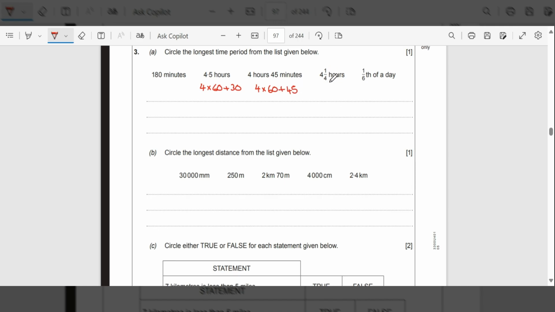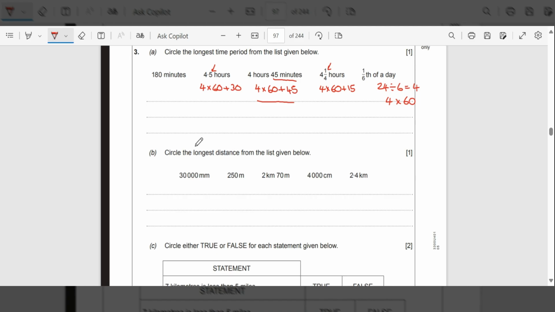A quarter of an hour is 15 minutes, okay? So this would be 4 times 60, but this time we're adding on a quarter of an hour, which is 15 minutes, compared to half an hour, 30 minutes, or just 45 minutes. So there's different ways, but everything is changed into minutes. 1/6 of a day, well, to find 1/6 of a day, we need to take the day, which is 24 hours, and divide it by 6. So that's just 4 hours. But again, change it into minutes, times it by 60. Then you can work out which is the longest. I believe it's going to be this one.